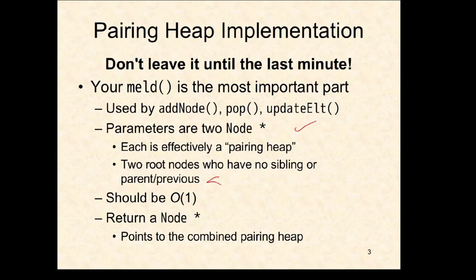Now, the return a node pointer, this is recommended. What most people want to do is they want to modify the root pointer of the entire tree. I recommend against that and just return a node pointer. The reason is there are going to be functions like pop that are going to do lots of melds, but they only need to change the root pointer once. If you have meld always change the root pointer, it's going to be doing work that it doesn't need to do.